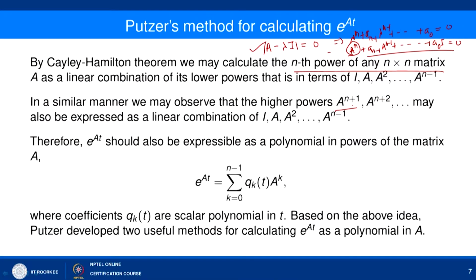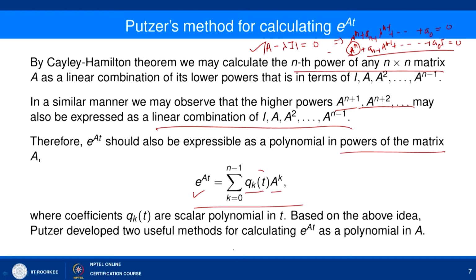So, if A to power n can be written as a linear combination of lower powers I, A, A square up to A to power n minus 1, so A to power n plus 1 can also be written as a linear combination of I, A, A square up to A to power n minus 1, and hence all the further powers of A may also be expressed likewise. In this way we can simply say that e to power A t can be written as a polynomial in powers of the matrix A. So, I can write e to power A t as summation k equal to 0 to n minus 1 of q k of t into A to power k.